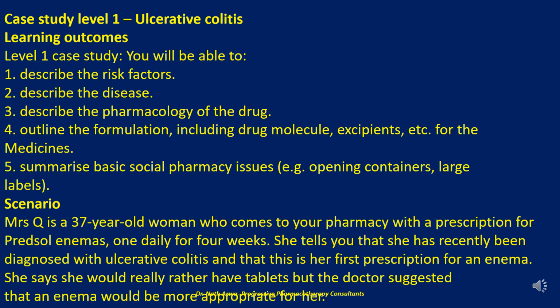Mrs. Q is a 37-year-old woman who comes to your pharmacy with a prescription for Predsol enemas, 1 daily for 4 weeks. She tells you that she has recently been diagnosed with ulcerative colitis and that this is her first prescription for an enema. She says she would really rather have tablets, but the doctor suggested that an enema would be more appropriate for her.